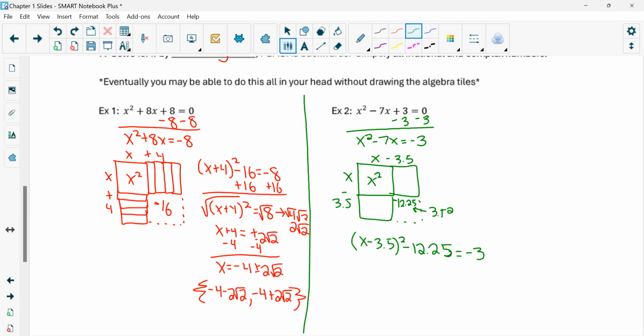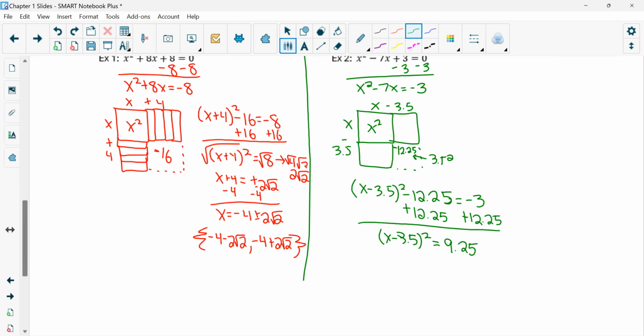Okay, now we can undo. So we undo the addition subtraction. So we're getting rid of this minus 12.25. So that would give us x minus 3.5 squared equals 9.25. And then we can square root both sides. Now, you don't have a calculator when you're doing these. There's no perfect square that divides into 9.25. So what you're going to be doing is you will just be leaving it as plus or minus the square root of 9.25.